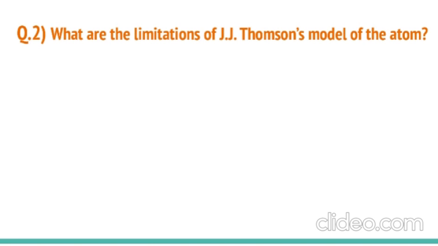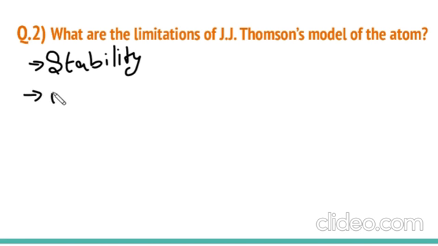Next is, what are the limitations of J.J. Thomson's model of the atom, the plum pudding model? What were the demerits? The first thing could be the stability of the atom. Stability of the atom wasn't shown here because it was just a sphere inside which electrons are there, only that much was explained, correct? Even no nucleus was there. The nucleus discussion was also not there in J.J. Thomson's model. It came in Rutherford's model.